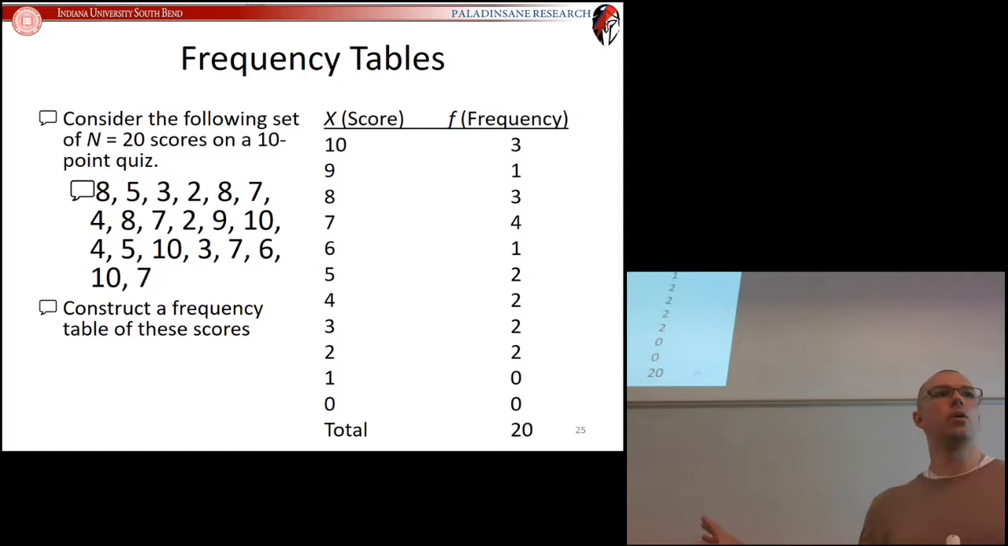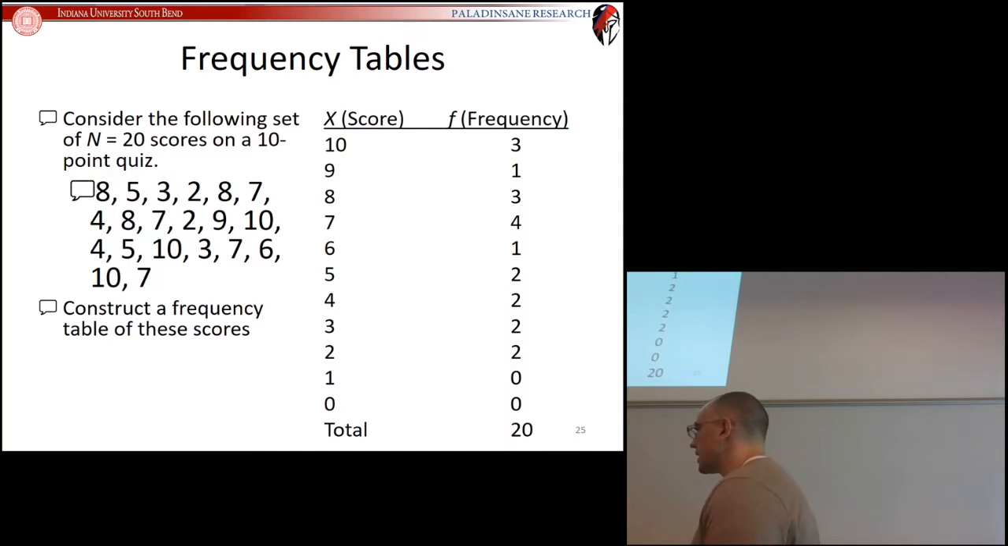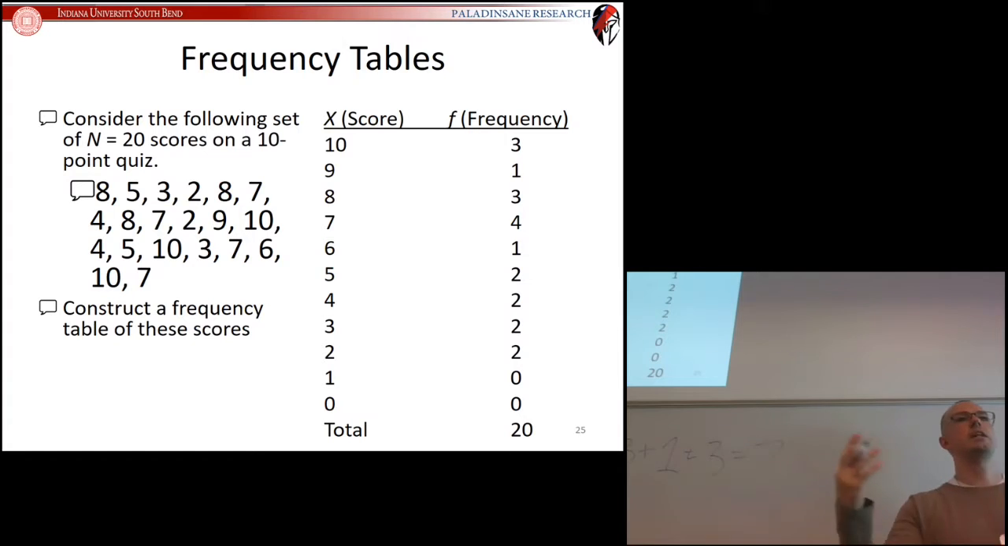And notice that now the questions that I was asking before are a lot easier to handle. Things like, how many subjects scored 8 or above? How many of my students scored 8 out of 10 or better on this quiz? Well, I can go to a score of 8 and see that 3 people scored an 8. Then I can go to a score of 9 and see that 1 person scored a 9. And then I can go to a score of 10 and see that 3 people scored a 10. And that equals 7. So 7 out of 20 students scored 8 or higher.